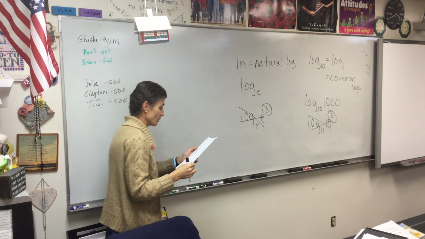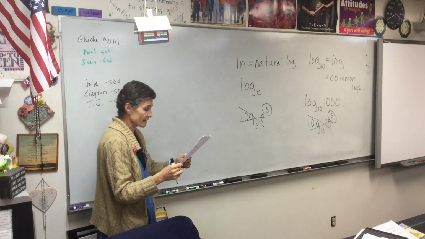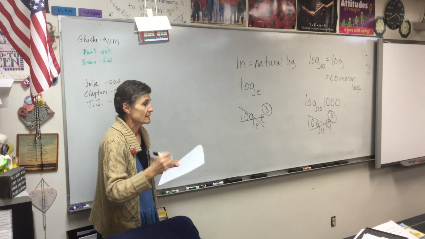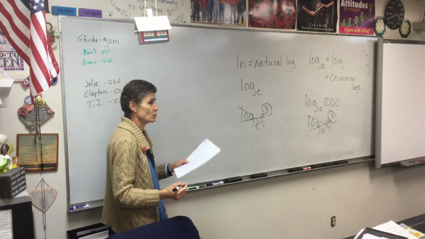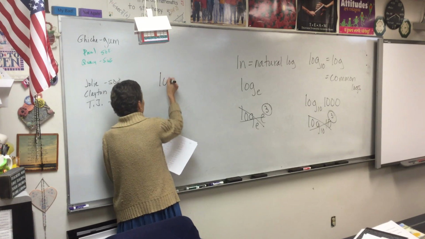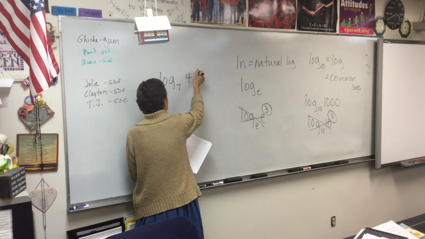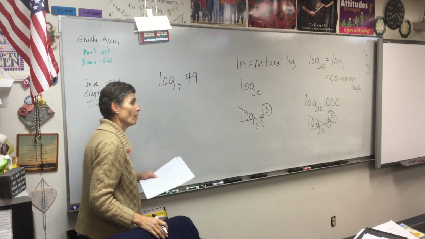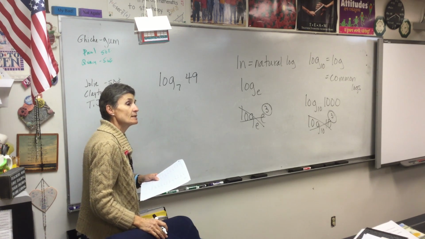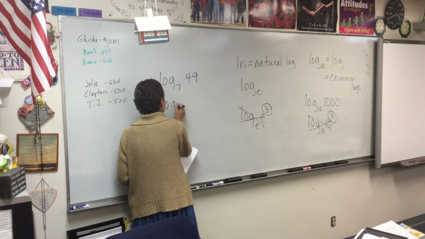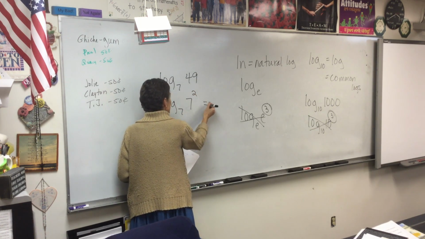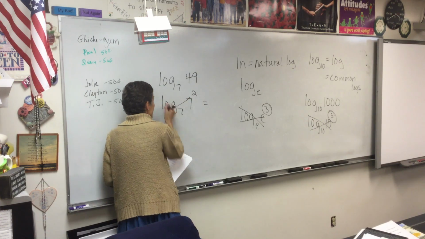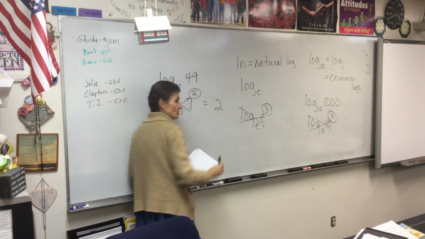I want to skip down to number 9 because I want to do all the ones that are kind of easier first till we get warmed up to it. So skip down to number 9. You cannot cancel these because they don't match. But what do we know about 49? 7 squared. So we're going to write it as the log base 7 of 7 squared. So the answer will be 2.